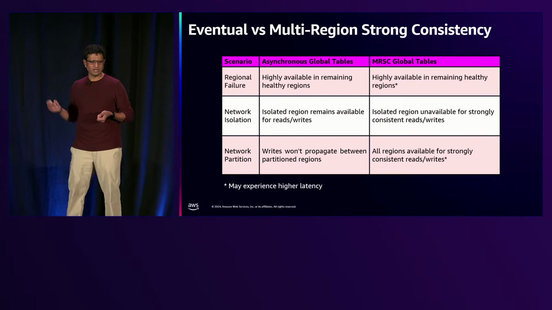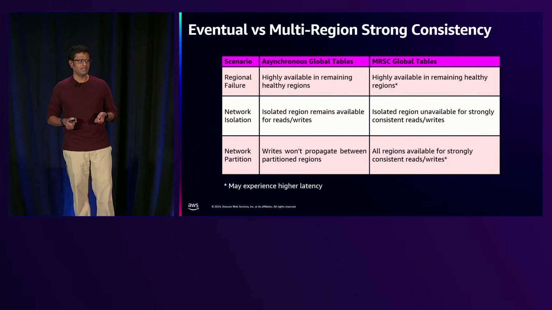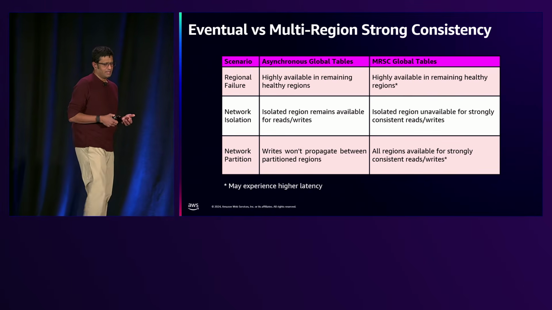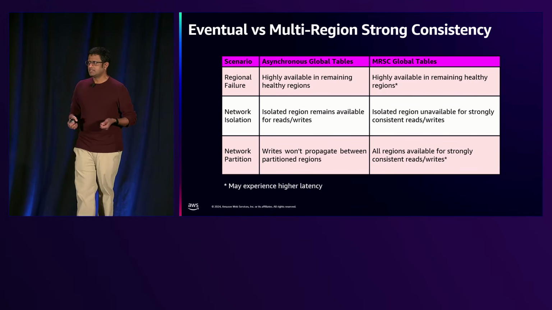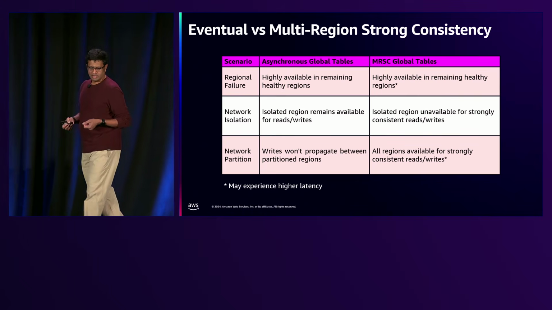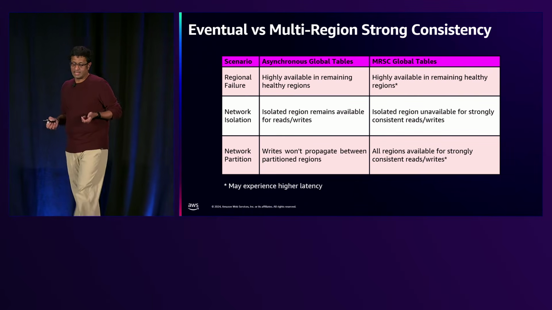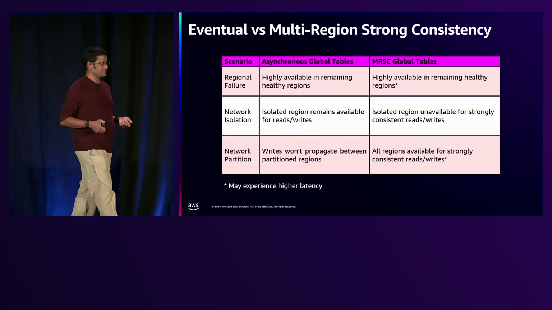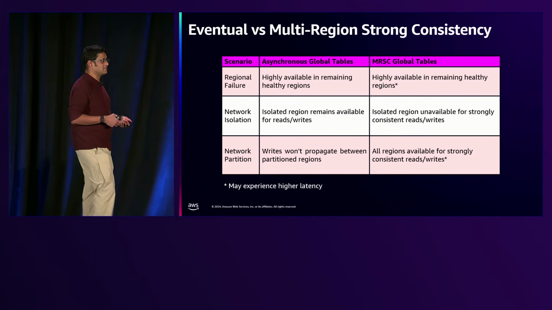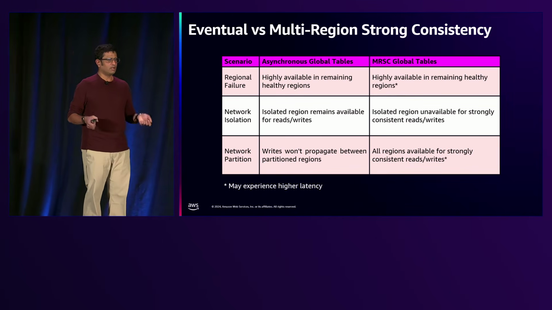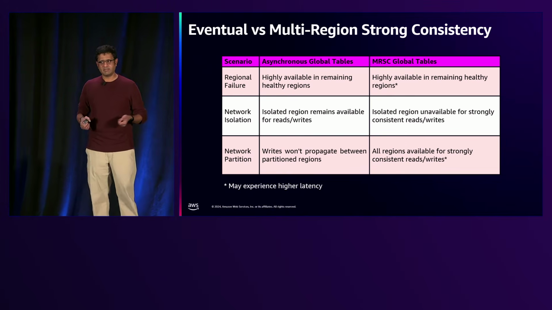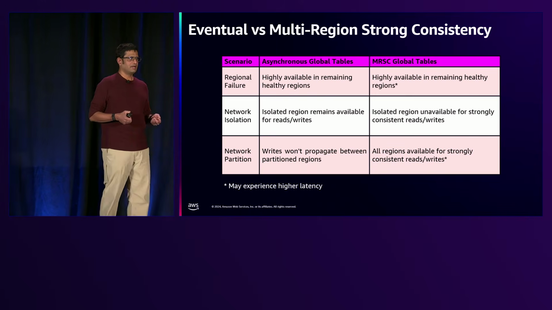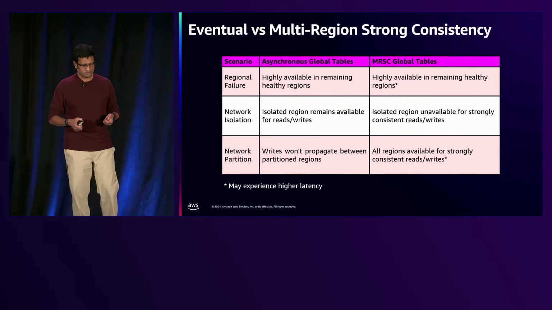So a big difference between how both these tables behave in case of failure scenarios. In case of regional failures, asynchronous global tables remain very highly available in the healthy regions, and likewise MRSC global tables. So there's not much difference there. In case of network isolation, asynchronous global tables are highly available on all the regions, except that the reads between the isolated region and the non-isolated regions are going to be fairly stale.